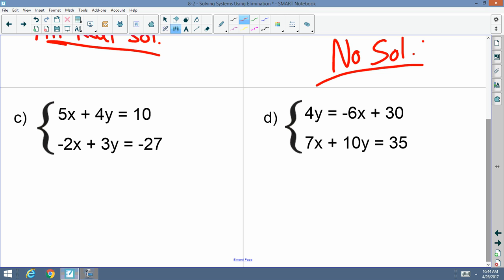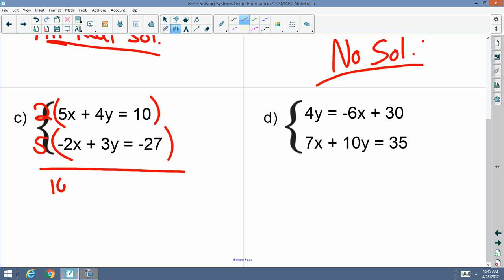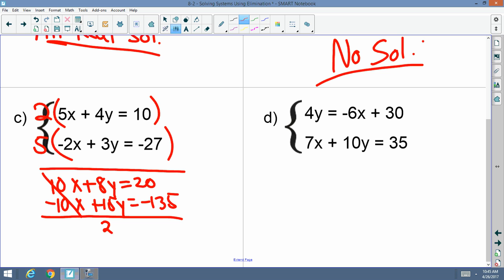The x? Okay. What do I have to multiply this and what do I multiply this by? Top one by 2, the bottom one by, okay. Very good. So now I've got 10x plus 8y equals 20. Negative 10x plus 15y equals negative 135. Bye-bye. So 23y equals negative 115. And y will equal negative 5.